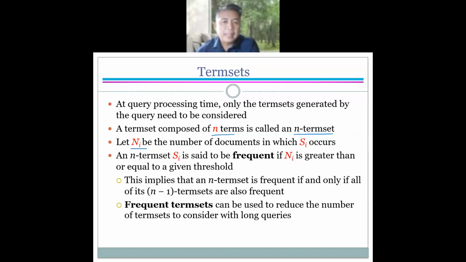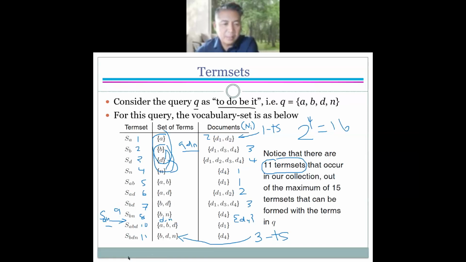Then we say the n-term set si is said to be frequent if the number of documents that contain that term set is greater than or equal to a given threshold. So it depends on the given threshold. This implies that an n-term set is frequent if and only if all of its n minus 1 term sets are also frequent. So we are looking at the frequent term set definition. It depends on the threshold here. This frequent term set can be used to reduce the number of term sets to consider with a long query. So that's why here, let me erase this.